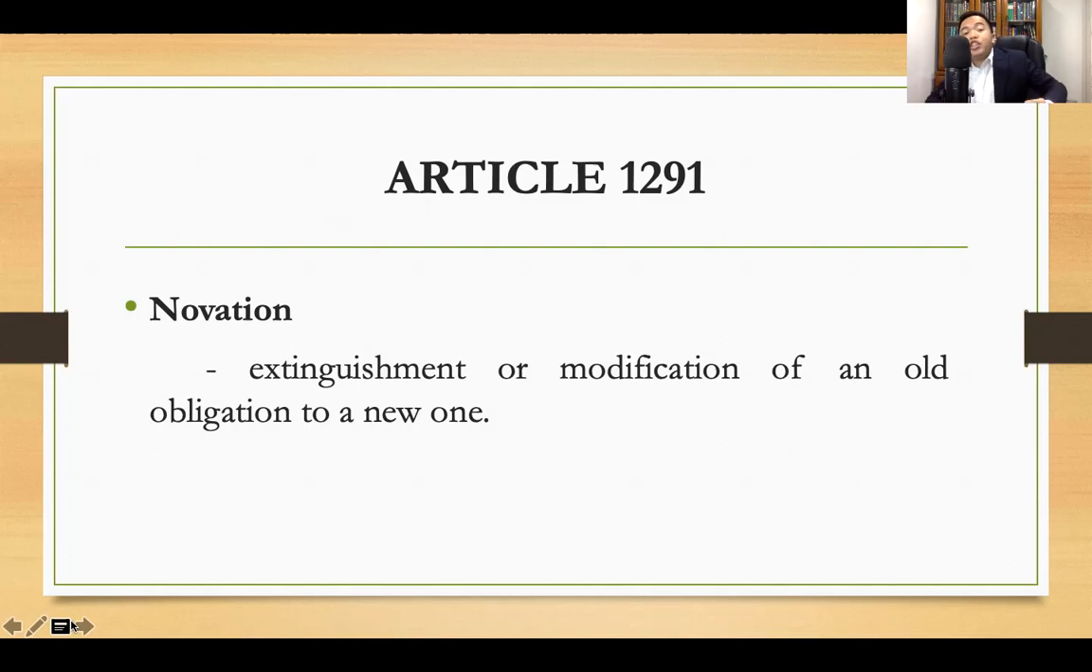Now, when you say novation, it means extinguishment or modification of an old obligation into a new one. Kaya nga novation. Nova. It means there is something new. There's an old obligation and there is a new obligation. The new obligation will take the place of the old obligation. Nova. May binabago. Novation. Yan.